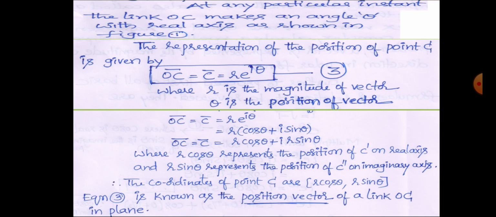Now r into e power i theta, as I told in the previous slide, e power i theta you know is cos theta plus i sin theta. Then if I multiply r with the terms inside the bracket, it will be r cos theta plus i into r sin theta, where r cos theta represents the position of C dash on the real axis and r sin theta represents the position of C double dash on the imaginary axis.